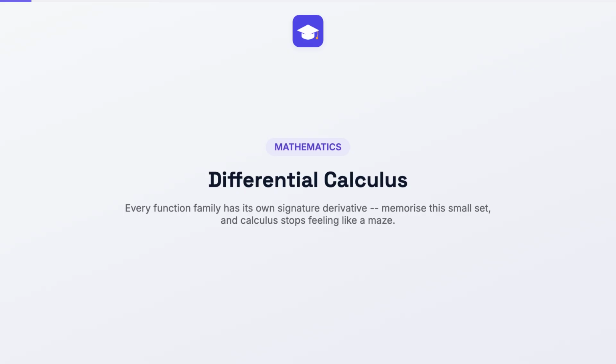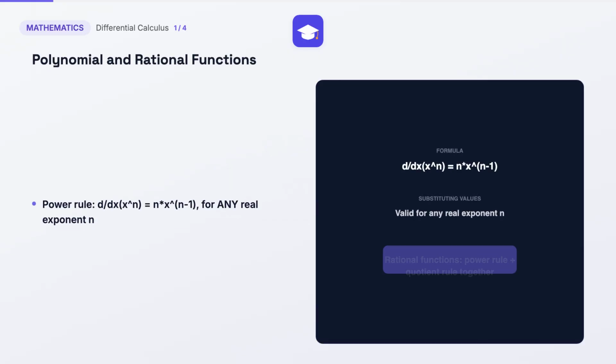Today's topic is the derivatives of polynomial, rational, trigonometric, inverse trigonometric, exponential, and logarithmic functions. Let's begin. The power rule genuinely handles every power: d over dx of x to the n equals n x to the n minus 1. This single rule genuinely applies for any real exponent n.